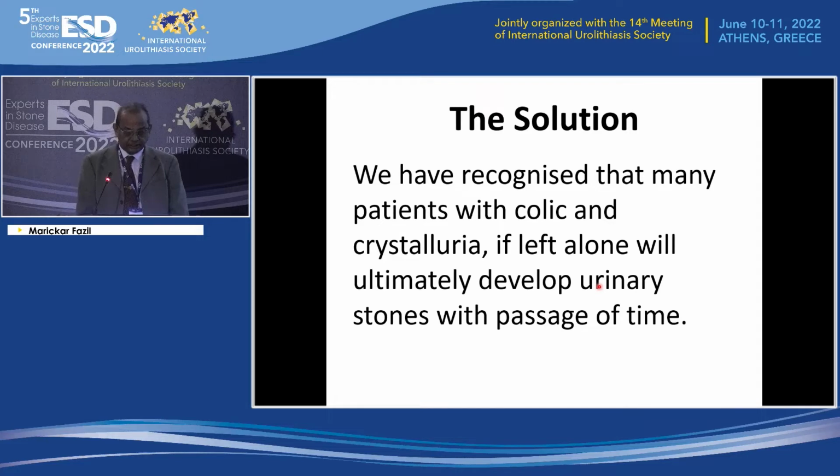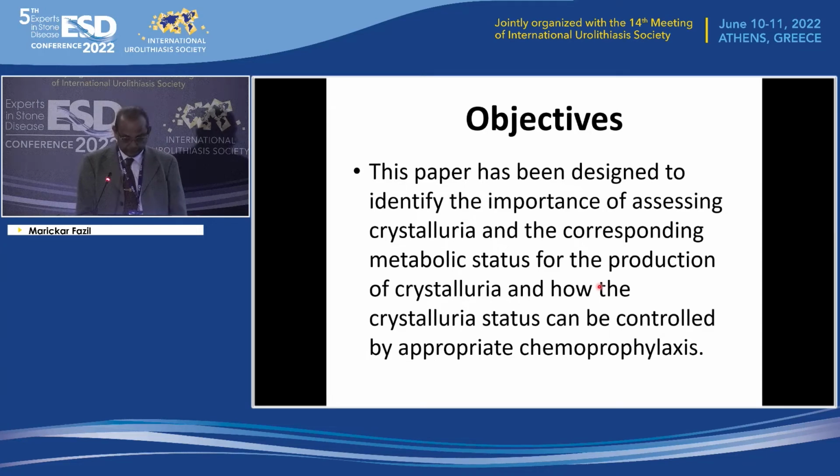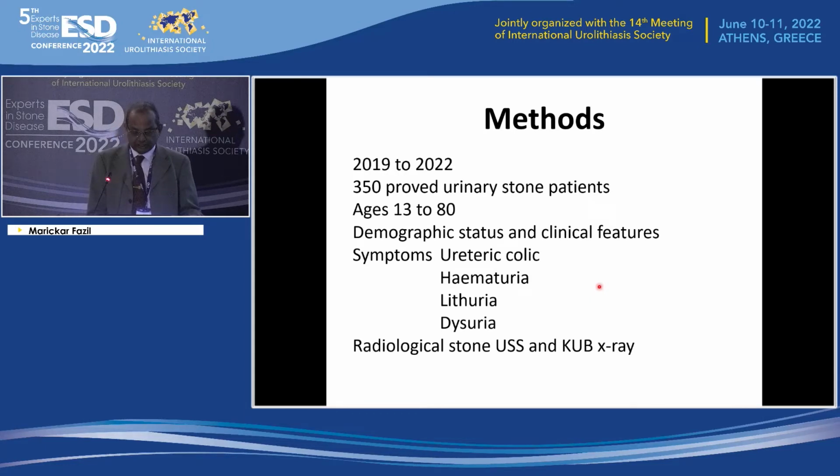So we have recognized that initial assessment of the metabolic status is fine with 24-hour urine and blood, but repeatedly we suggest the urine deposit. Early morning urine is far more important in recognizing the pathological crystals, and so this should be the sheet anchor of treatment, the dose of the drugs to be decided on this. The objective of this paper has been to find out the importance of assessing the crystalluria, correlate the extent of crystalluria with the metabolic status, and decide how stone formation can be prevented.